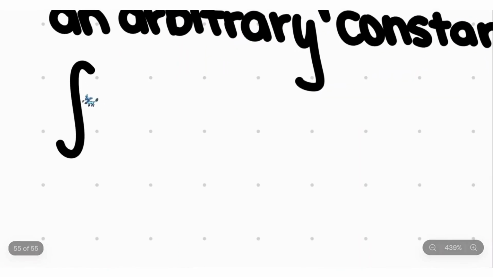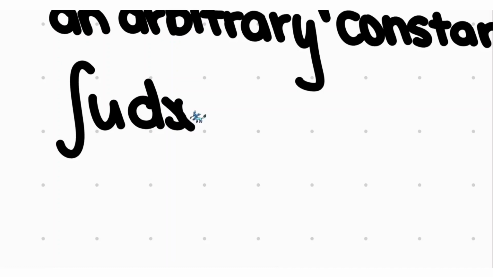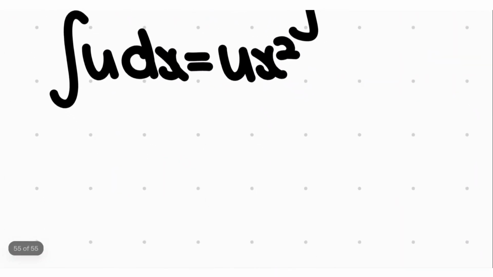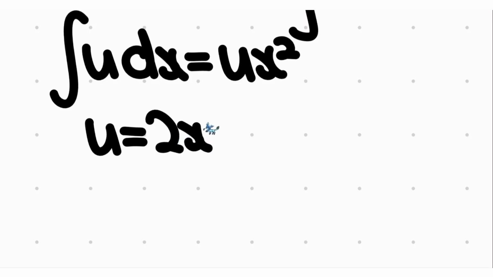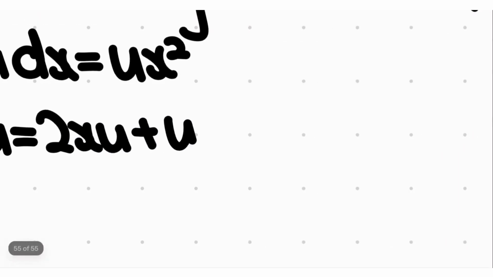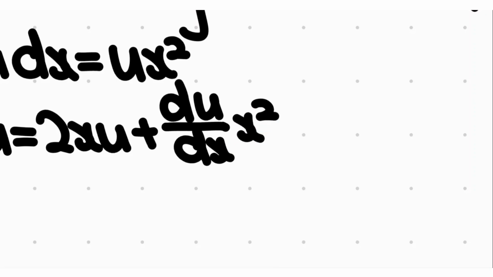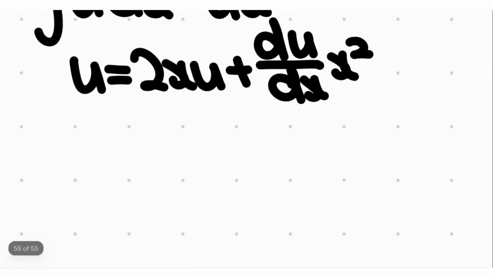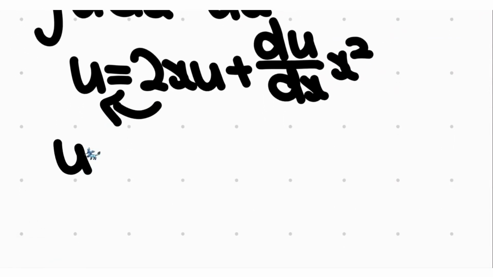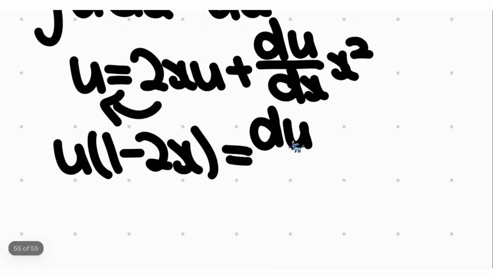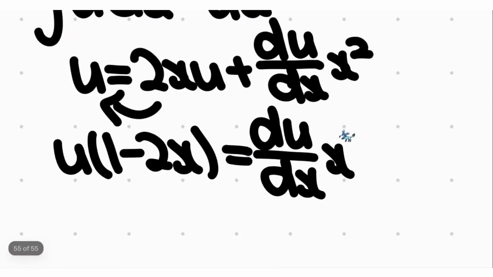So we have the integral of u with respect to x equals x squared u(x). So differentiating both sides, we get u equals 2xu plus, I'll write this in Leibniz notation, du/dx times x squared, by the product rule. And so I'm going to bring this over and factorize out u. So u(1 minus 2x) equals du/dx times x squared.